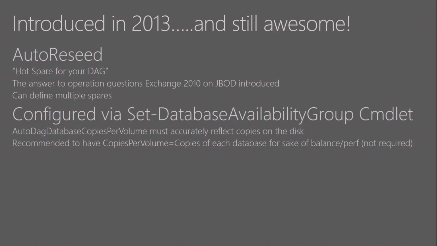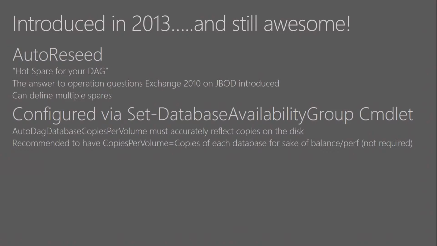Not too many folks, but auto reseed came about as an answer to when Exchange 2010 came out and Microsoft was trying to promote the preferred architecture, not doing backups, and using JBOD storage. A lot of people complained, saying, well, okay, if I have a single disk failure, now my mailbox database has gone from 4 copies down to 3. So its availability has been impacted. Until I am able to send someone out and replace the hard drive, my availability has been impacted.